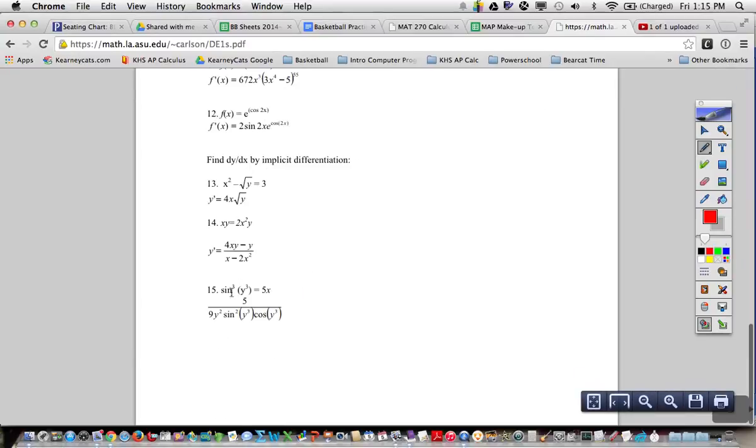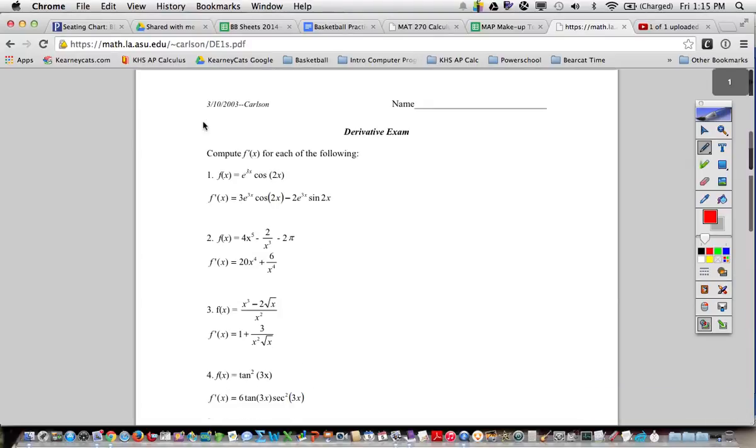How many problems did they have? 15, it looks like. So it looks like they had 15 problems. So this is the actual test at this college. This was at Arizona State for this professor back in 2003. And it gives the function and then it gives the answer. So you got some more practice there.